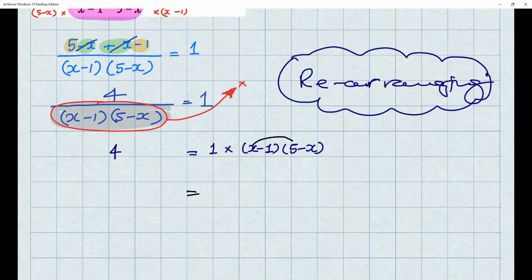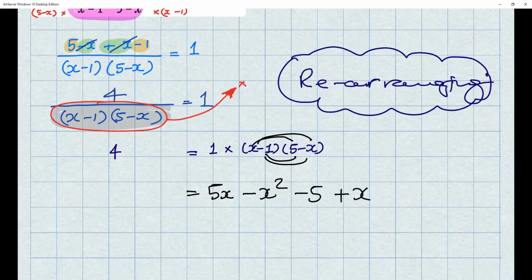So we've got to multiply that like we FOIL. So it'll be x times by 5 is 5x. And then x times by minus x is minus x squared. And then minus 1 times by 5 is minus 5. And then minus 1 times by minus x is plus x. Okay, lovely. And don't forget the 4 which is on that side.